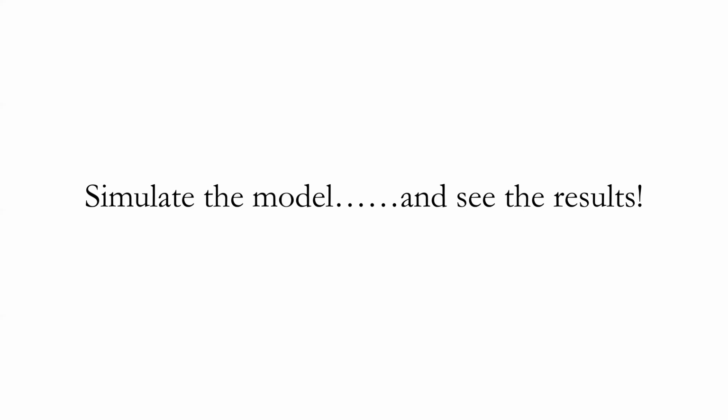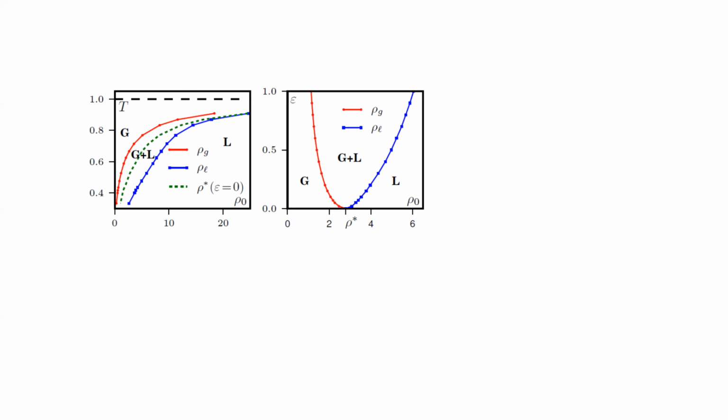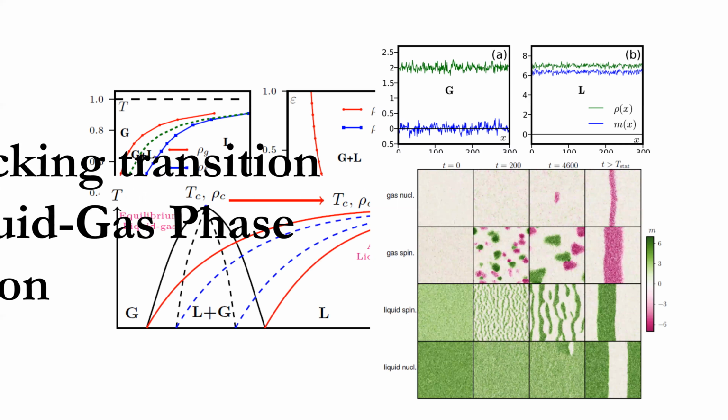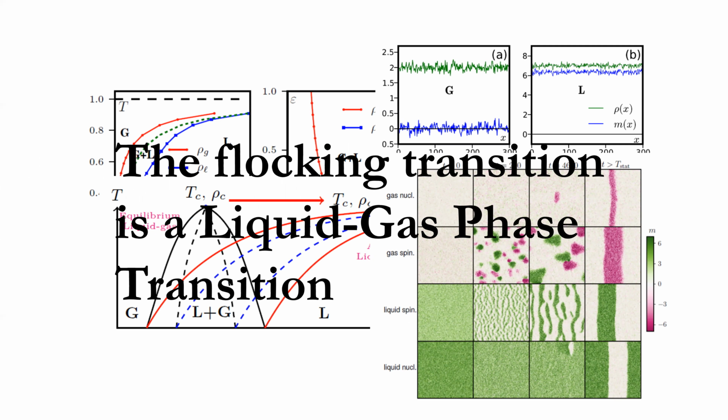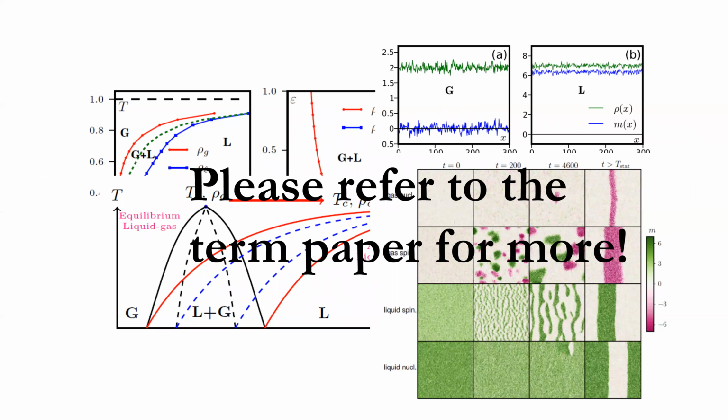What remains is to simulate the model and see the results. We obtain a lot of interesting results upon simulating the active Ising model, such as this phase diagram, where we obtain three distinct phases, namely a homogeneous disordered gas, a polar liquid, and a coexistence phase. The crux of these results is that the flocking transition is actually best considered as a liquid-gas phase transition. Since I'm out of time, these details have not been included here, and I request you to please look at my term paper for more details.